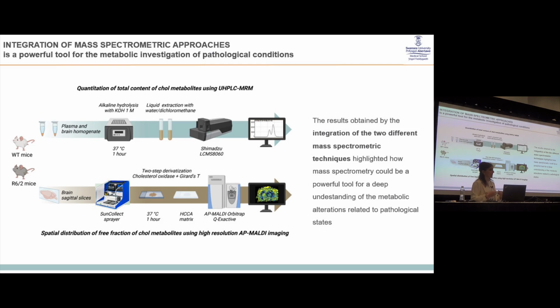So in conclusion, for this fourth part, my aim is to show how the results obtained with the integration of two different mass spectrometric approaches allow a deep understanding of the metabolic alteration related to a pathological state. In this case, the use of the IP-MALDI imaging approach allows us to appreciate the difference between wild type and R6/2 mice in terms of cholesterol brain content.